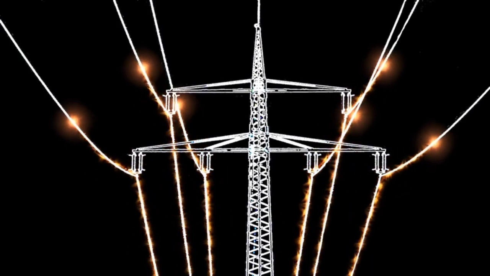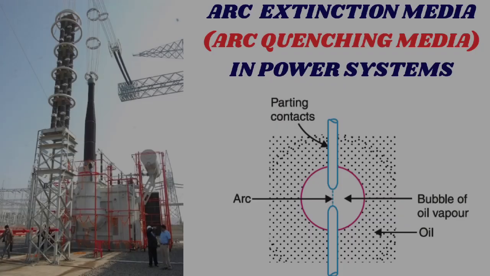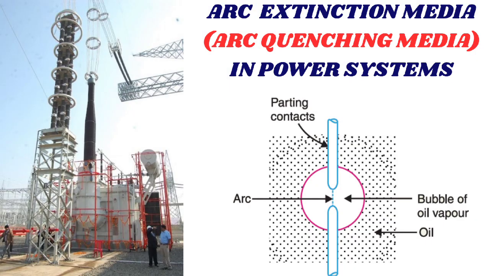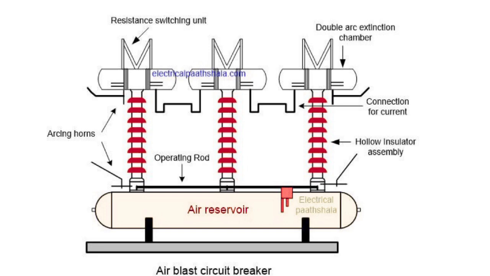and where they work perfectly. Arc extinction medium can also be called arc quenching medium. The arc extinction medium plays a critical role in determining the effectiveness of arc extinction. The most common arc extinction media include 1. Air. Air is a common arc extinction medium, particularly in low-voltage circuit breakers.